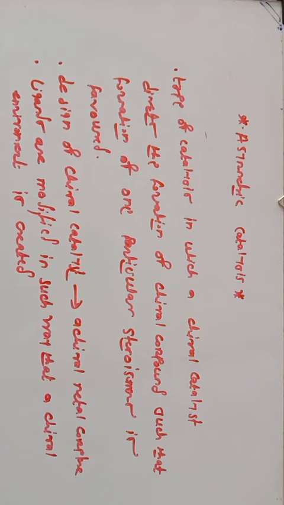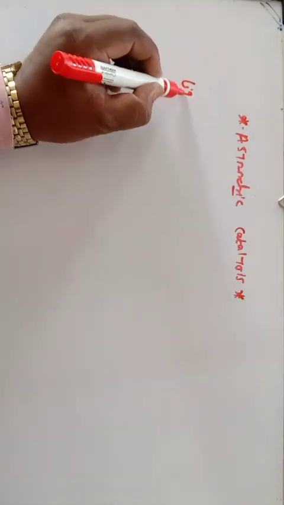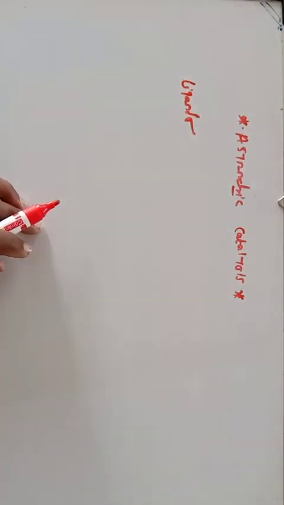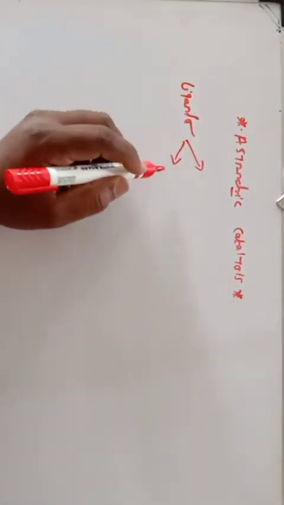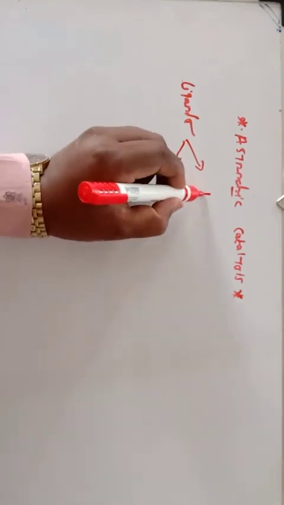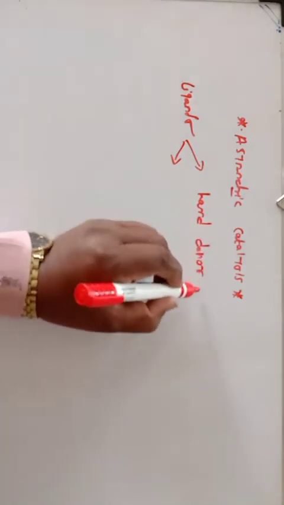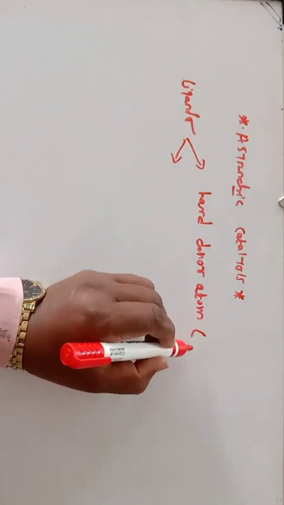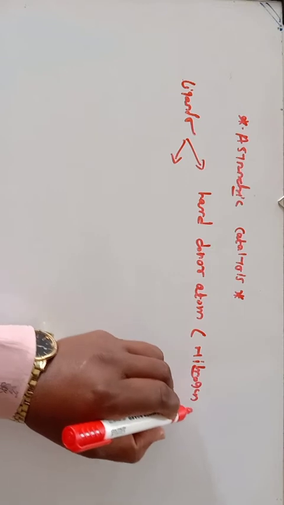Again, whatever the ligands used in this asymmetric catalysis, they are broadly classified into two types. One is hard donor atom, such as nitrogen or oxygen.